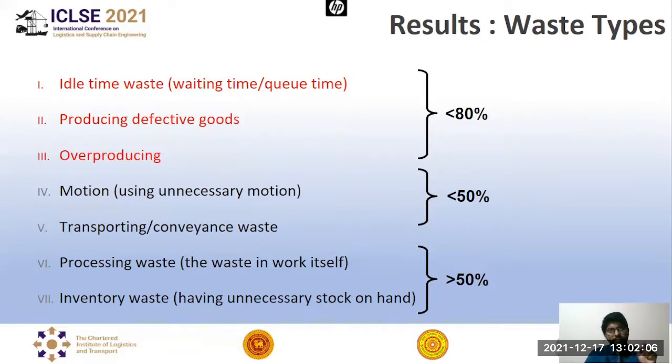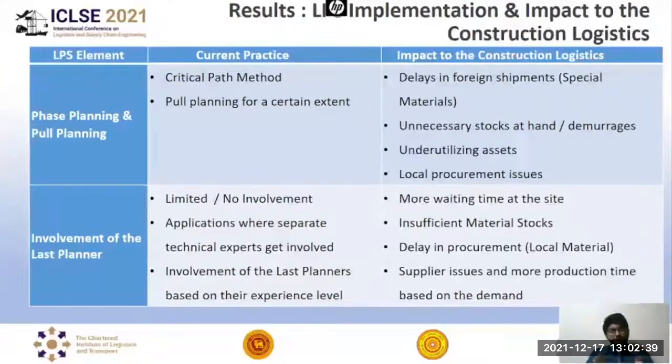In this case, actually, when it comes to construction, overproducing is not a significant waste type, since construction is a unique production and it is based on the downstream work demand. However, our results show differently. Motion and transport were moderately significant, whereas processing waste and inventory waste were identified as the least significant by the respondents. Logistics. So the key components of the last planner system have been assessed separately.